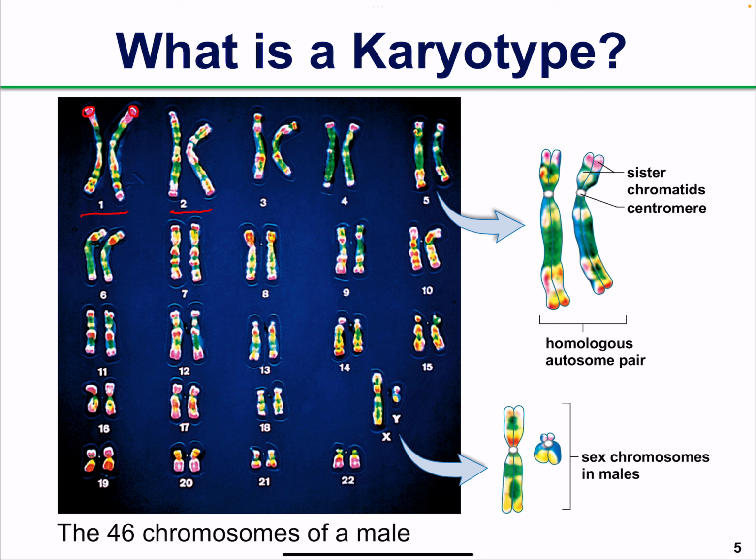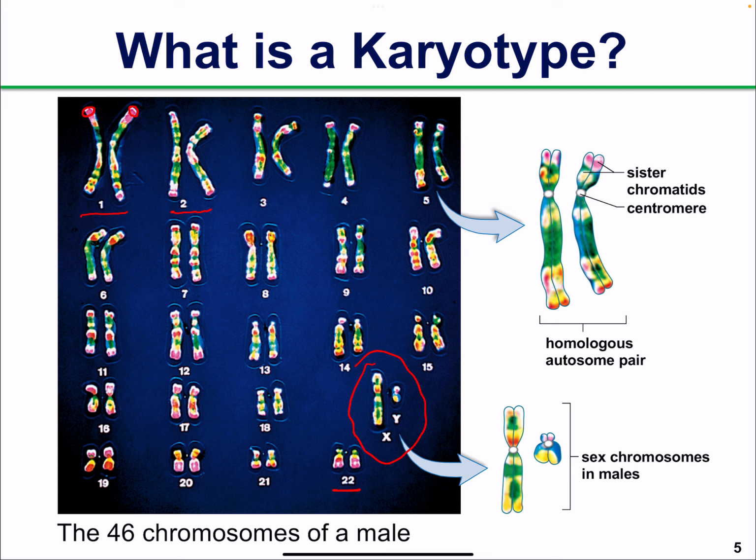Because we have the 22 autosomes, so 1 through 22 pairs of autosomes. These pairs of autosomes are chromosomes that do not determine your sex, whether you are male or female. They are not involved in that, right? These are the autosomes. And then you have a pair of sex chromosomes here.